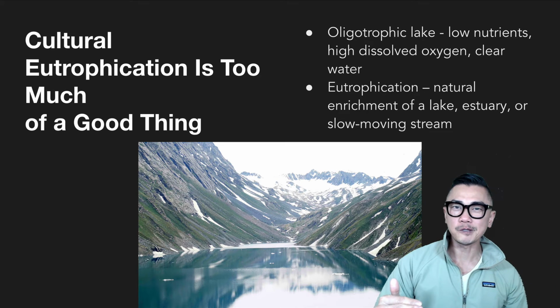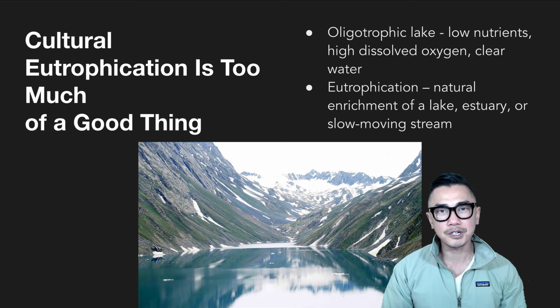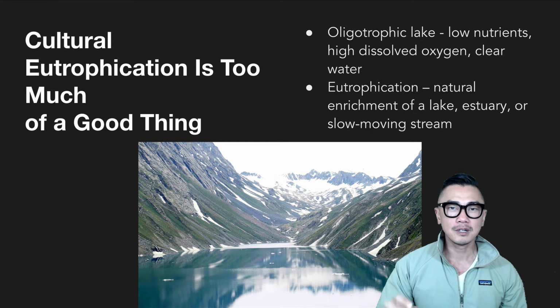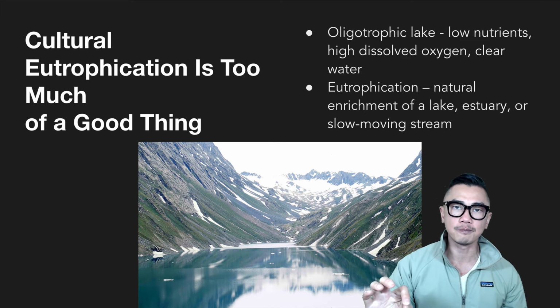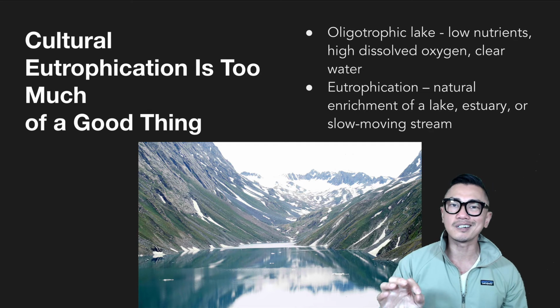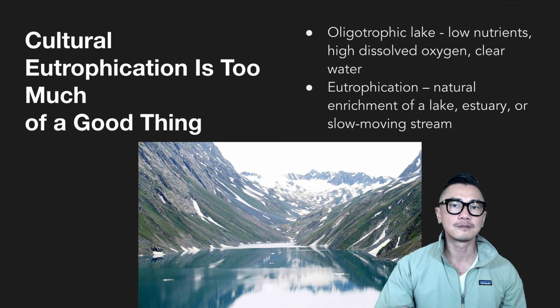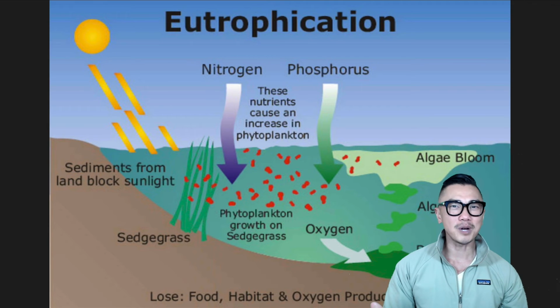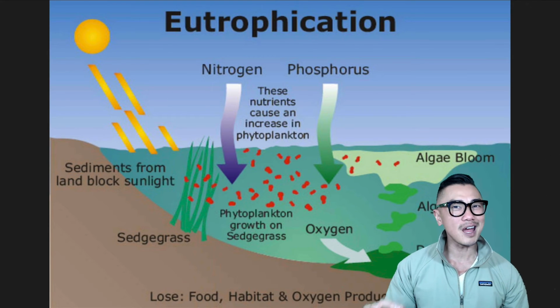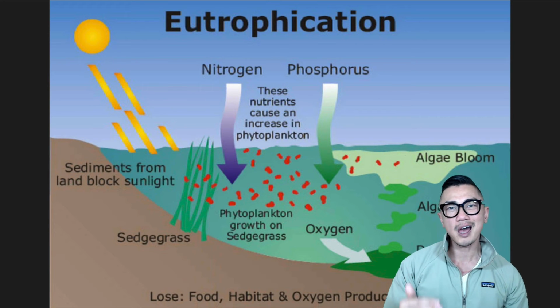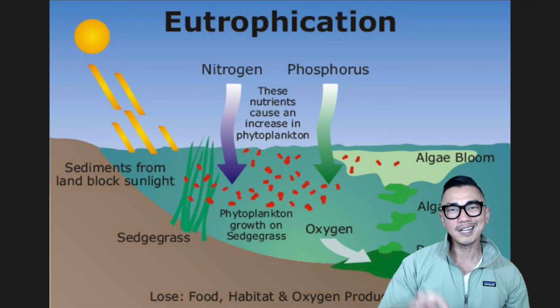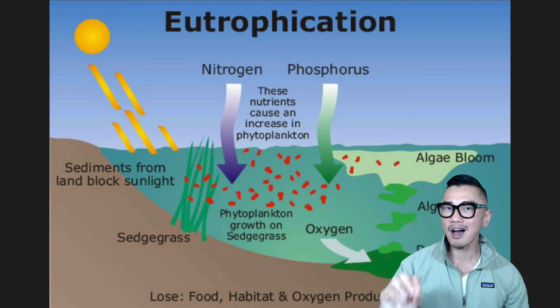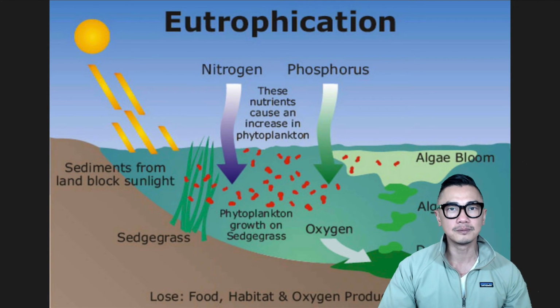Lakes that are low in nutrients, high in dissolved oxygen, and are clear are called oligotrophic lakes. Nutrients can build up in these lakes over time in a process called eutrophication. Some eutrophication is good because it allows plants to grow and ecosystems to become established and more complex. Too much eutrophication can be a bad thing. When there are excess nutrients in the water, this can cause an algae bloom, followed by an algae die-off. Bacteria will break down and decompose the dead algae, depleting oxygen from the water and creating a dead zone.